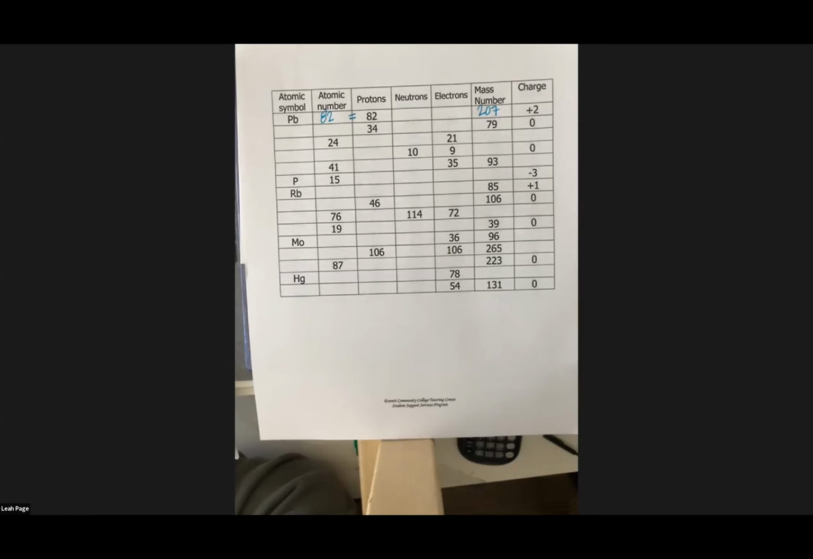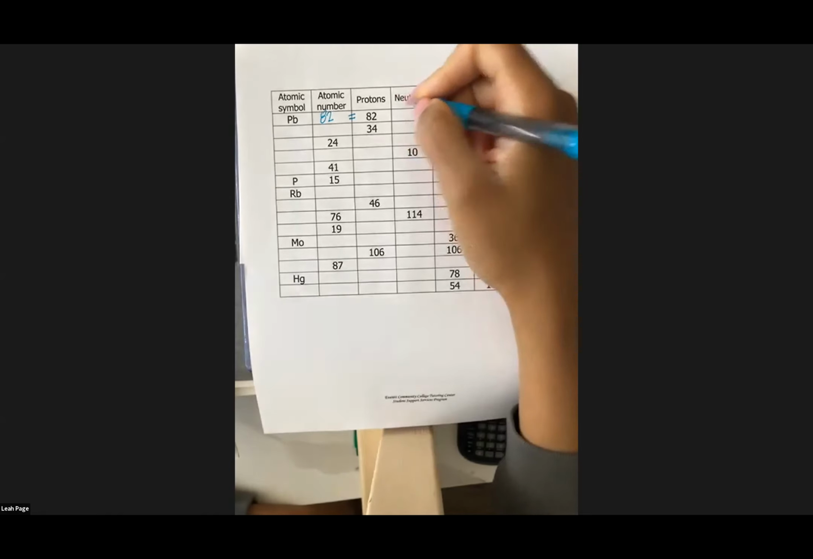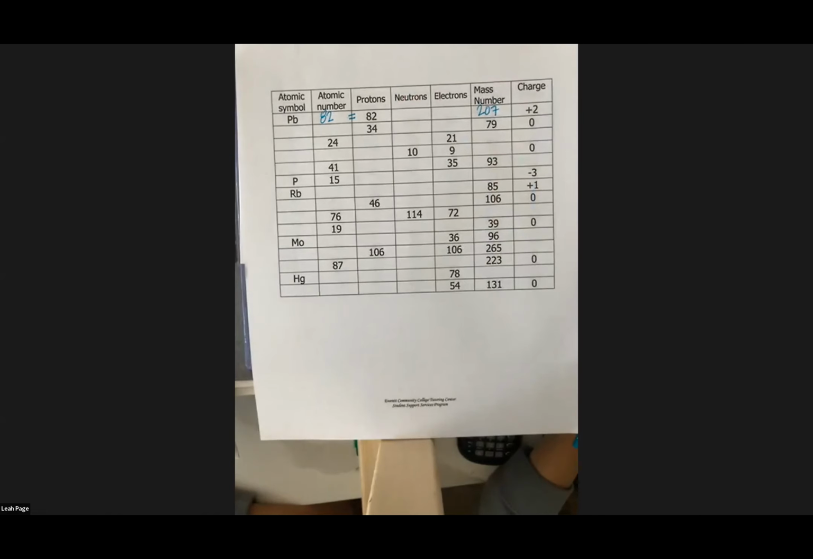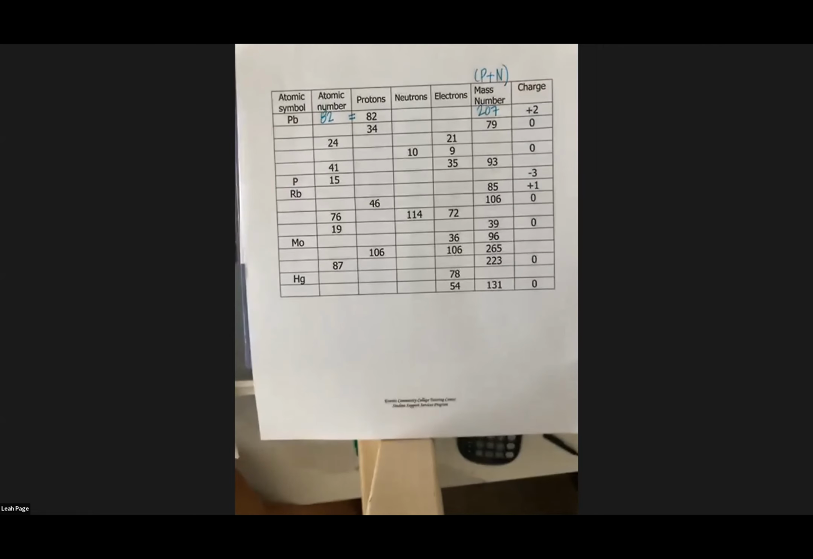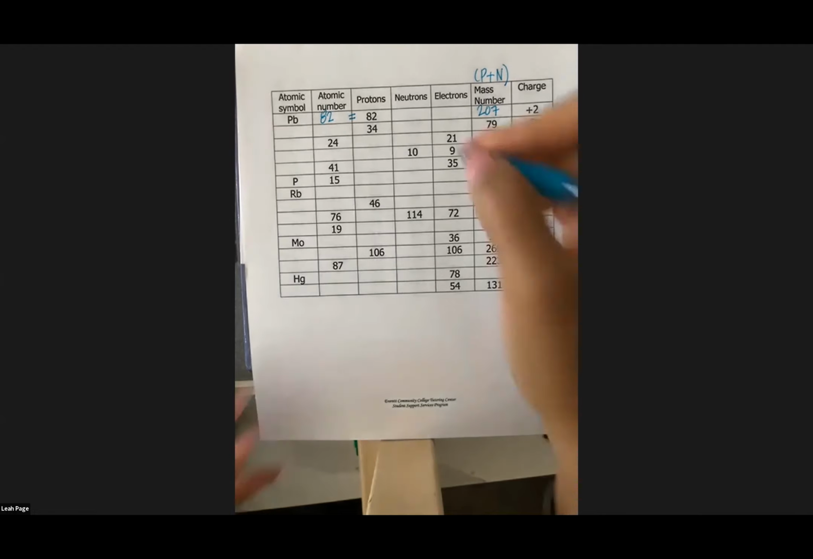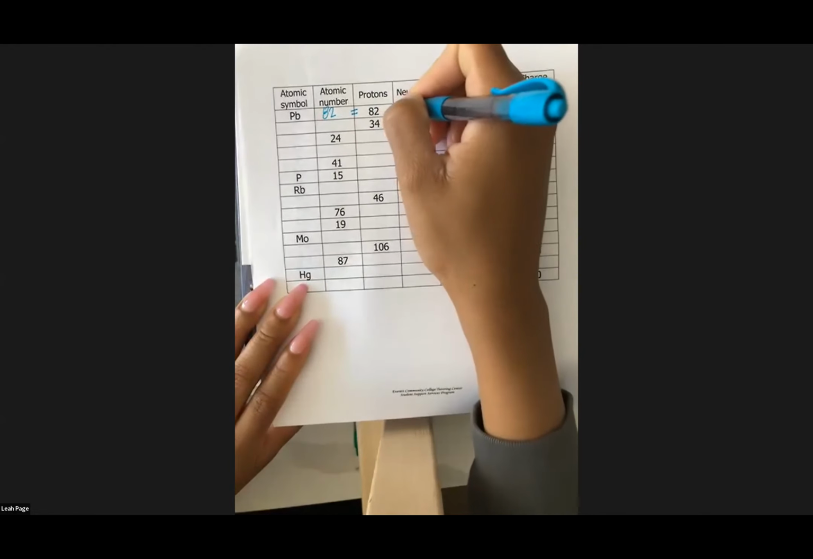So I can say the mass number here is 207. And if I know the mass number is 207, you guys have any idea how to figure out the number of neutrons? Subtract 82 from 207. Right, you subtract 82 from 207, so let's do that. Remember, the mass number tells us the protons plus the neutrons. So you subtract those two numbers, so what's 207 minus 82? 125.